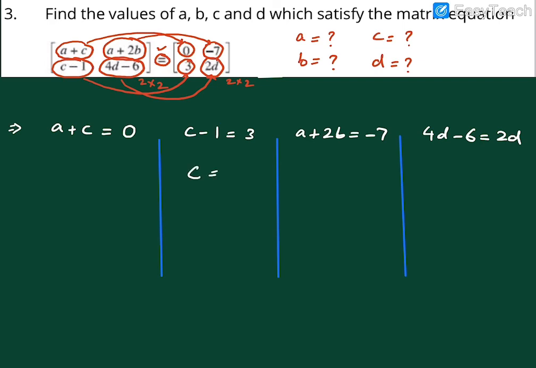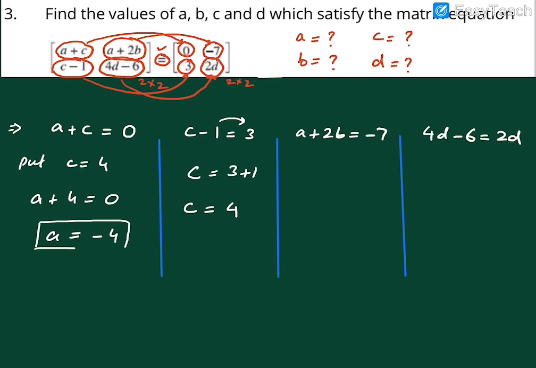You can see here C is equal to 3 plus 1. Add 1 on both sides, or bring 1 to this side. It will change the sign, so 3 plus 1 will be 4. So this C you can use here in equation 1 to find A. Put C equal to 4 here. So A plus 4 equals 0. So A equals negative 4. So this is our A, and this one is our C. This C I have used here.